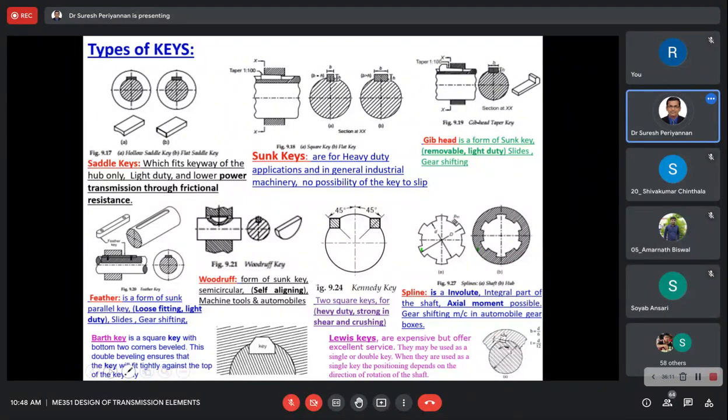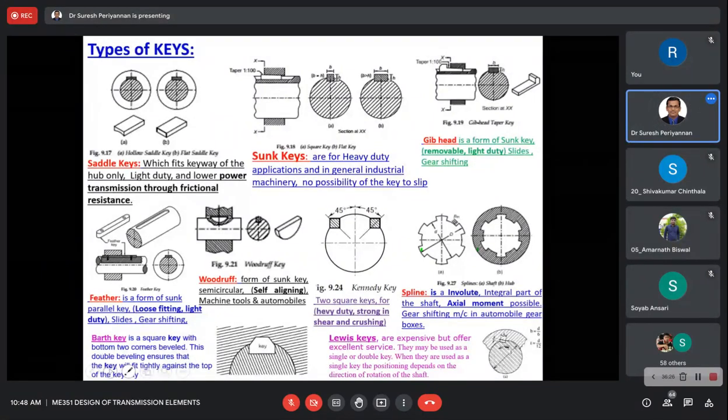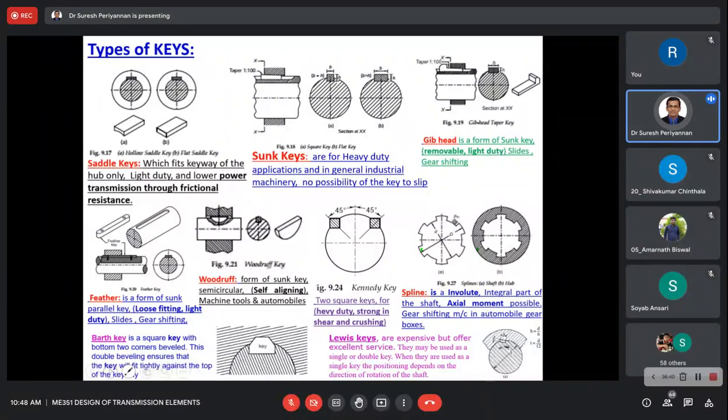Keys are made of plain carbon steel. Keep in mind. In order to withstand the shear and compressive stress, as per the Indian standards, the tensile stress for the keys we are considering is up to 600 Newton per mm square. It should not be less than that. Plain carbon steel. Most of the keys we prepare with plain carbon steel.